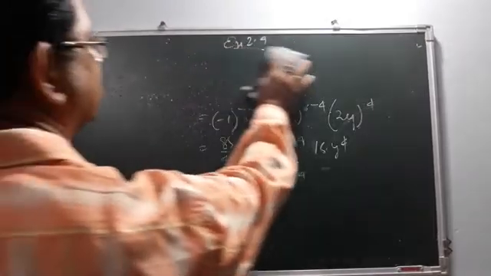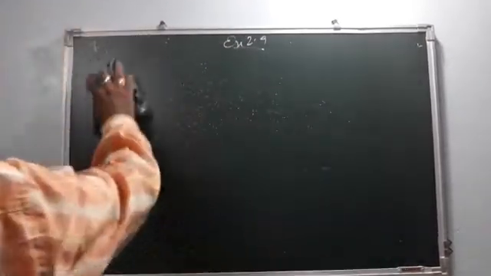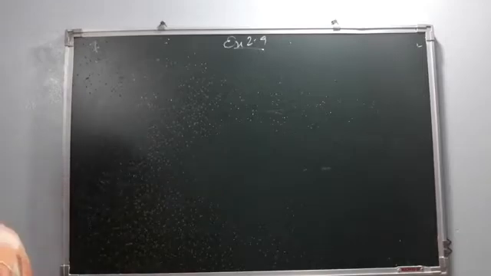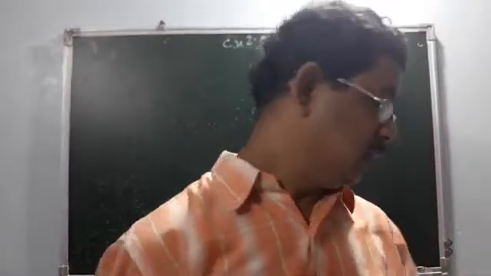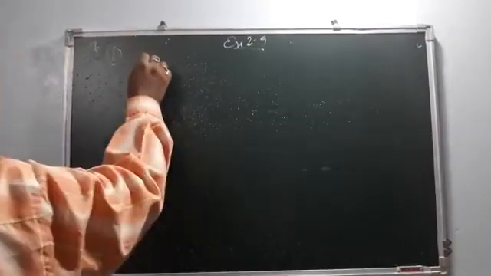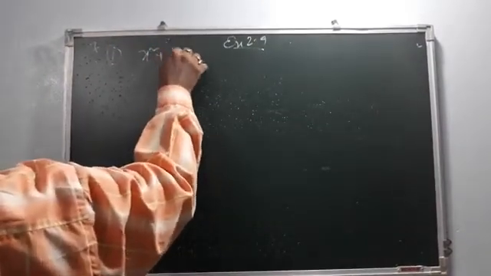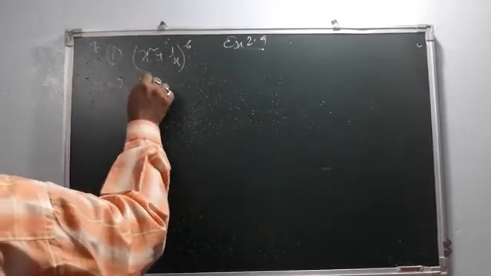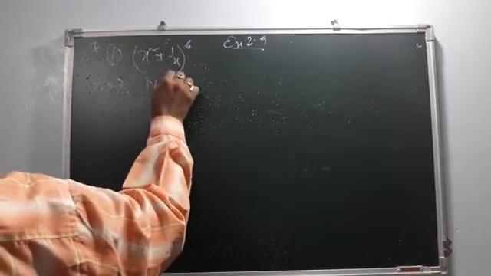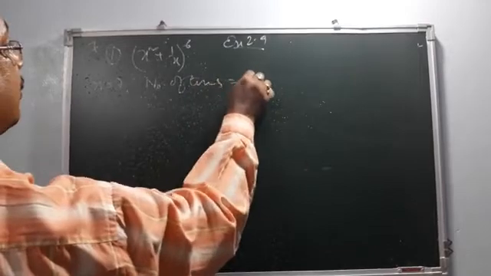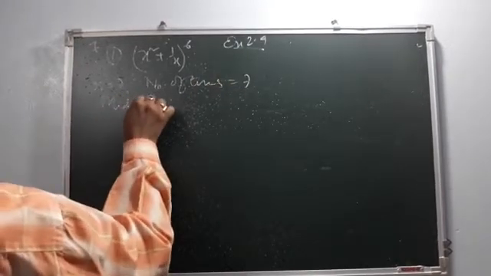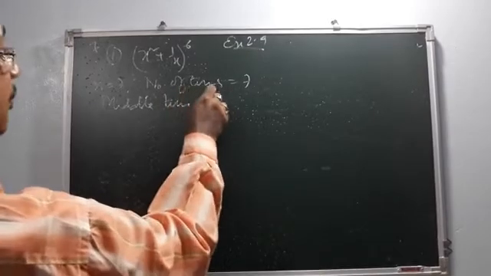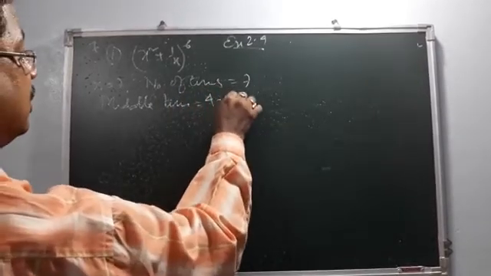Now we are going to do question number 3. I want to recapture the first sum a little bit. In the first sum, here n is 6 and we have taken the number of terms as 7. So the middle term that I have taken is the fourth term. Yes, it is the fourth term.